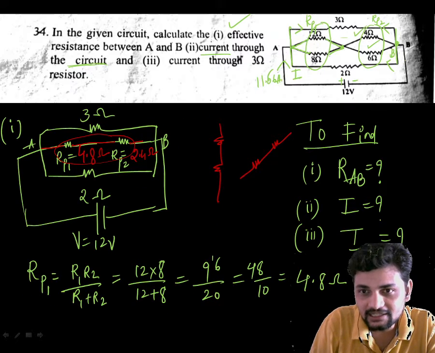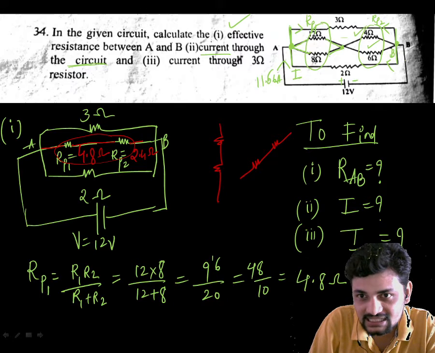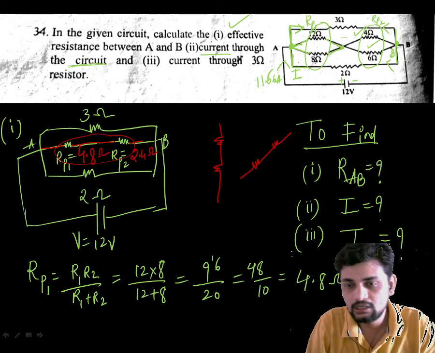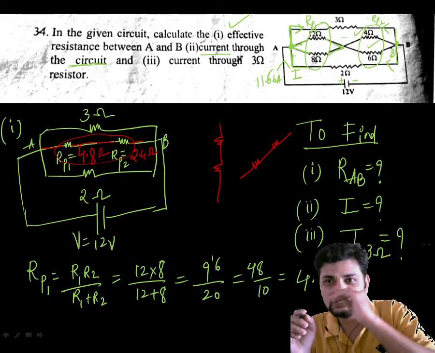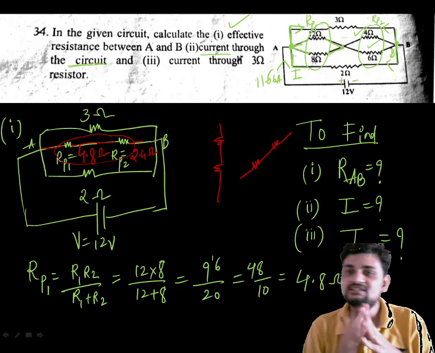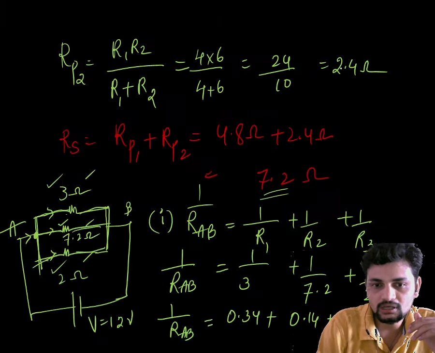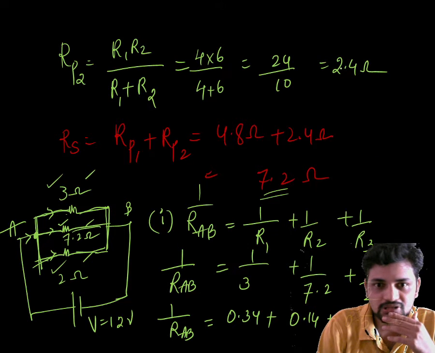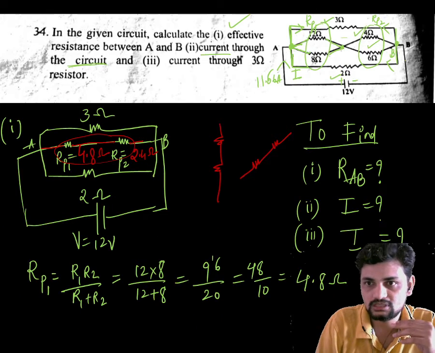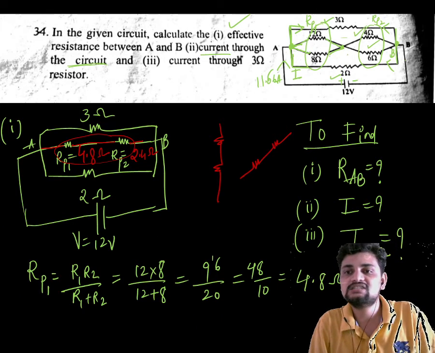Now, this current, after reaching this terminal A, gets divided into three parts. The division takes place based on the availability of resistance. For example, here this is 3 ohm, this is 2 ohm, and in the middle portion we got 7.2 ohm. This particular resistance we got is 7.2.